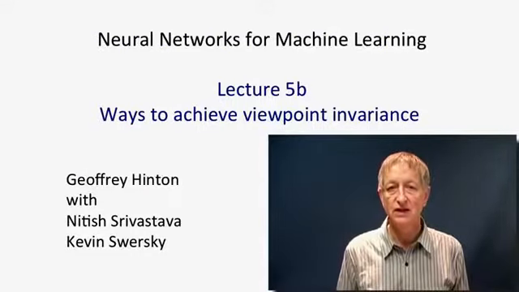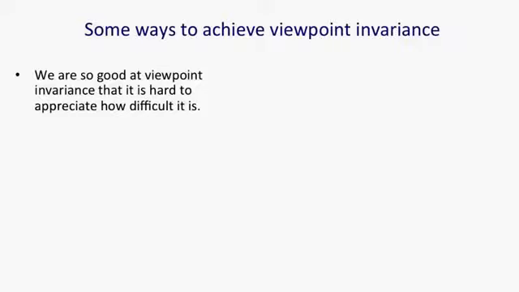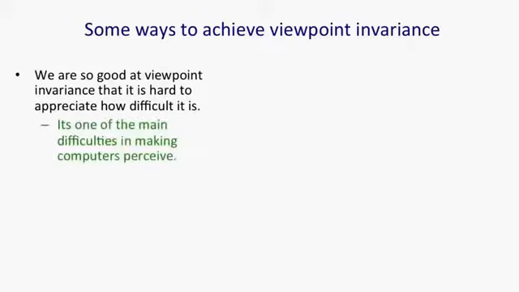In this video, I'm going to talk about the issue of viewpoint invariance. Each time we look at an object in a scene, we typically have a different viewpoint, so the object shows up on different pixels. This makes object recognition very unlike most machine learning tasks, and I'm going to talk about various ways of trying to deal with that issue. A number of different ways have been suggested for coping with viewpoint variations. We're so good at it that we don't really appreciate how difficult it is. It's one of the main difficulties in making computers perceive, and there still aren't generally accepted solutions, either in engineering or in psychology.